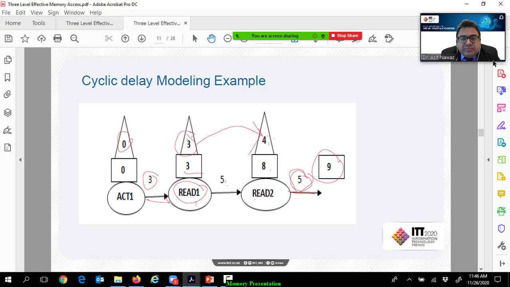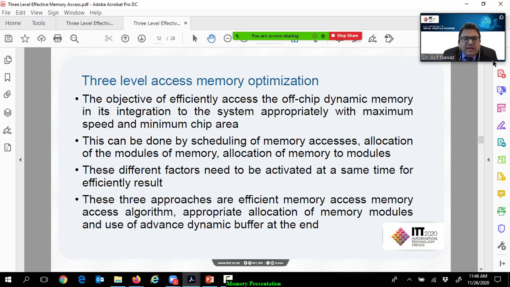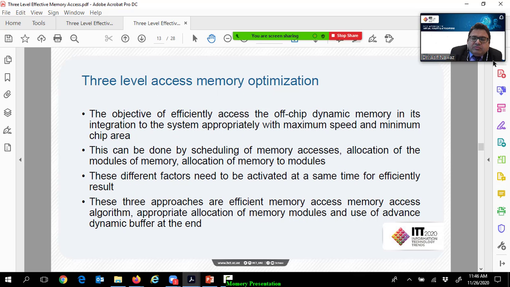Imagine there are millions and millions of these commands, and we do use certain algorithms for management of these memories. And then, our technique: we access the off-chip dynamic memory, and this can involve scheduling and different factors, and the approaches are memory access algorithms, allocation, those things. I'll just show you what we have done.